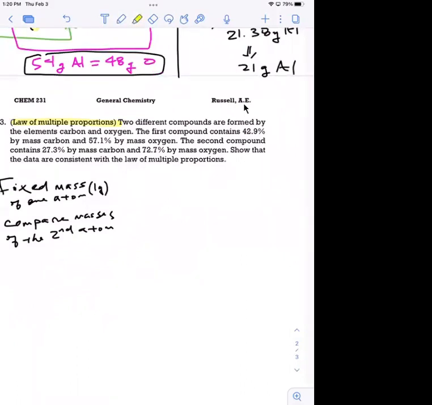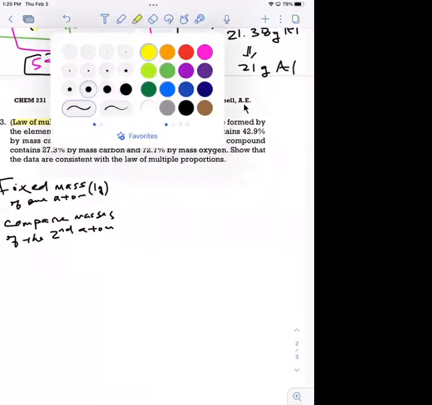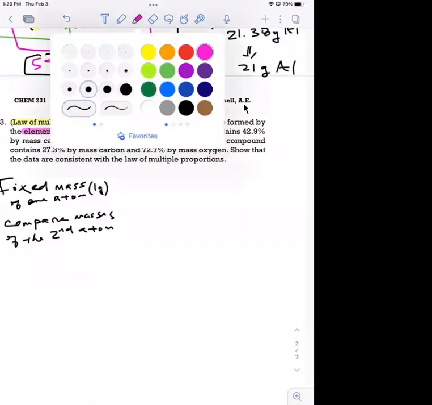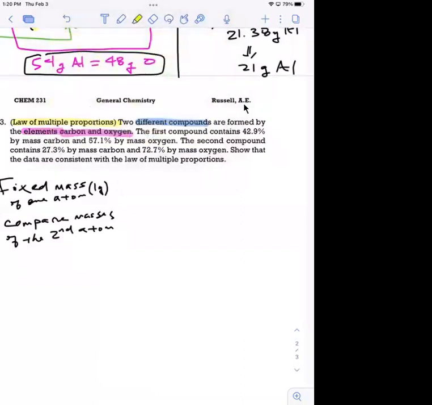Two different compounds are formed by the elements carbon and oxygen. The first compound contains 42.9% by mass carbon and 57.1% by mass oxygen. The second compound contains 27.3% by mass carbon and 72.7% by mass oxygen. Show that the data are consistent with the law of multiple proportions.